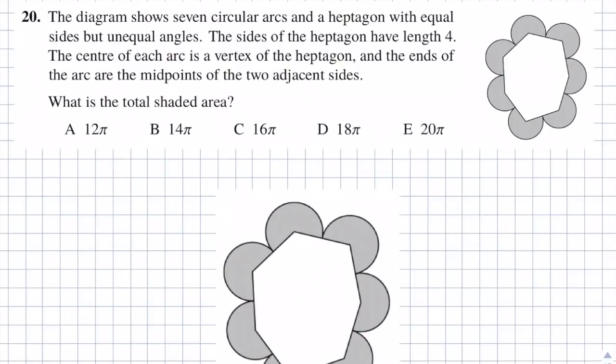Question 20, the diagram shows 7 circular arcs and a heptagon with equal sides but unequal angles. The sides of the heptagon have length 4, the centre of each arc is a vertex of the heptagon, and the ends of the arc are the midpoints of the 2 adjacent sides. What is the total shaded area? We've got answers: A is 12 pi, B is 14 pi, C is 16 pi, D is 18 pi, and E is 20 pi.